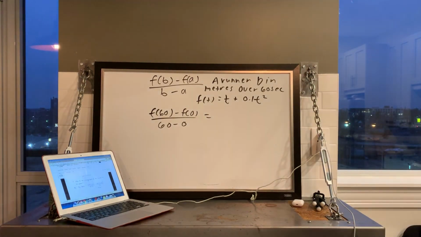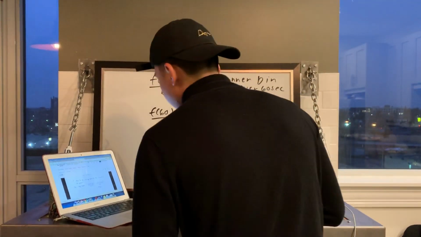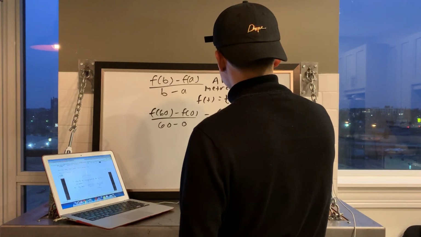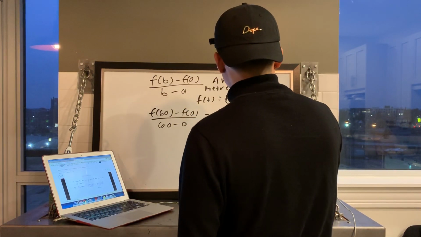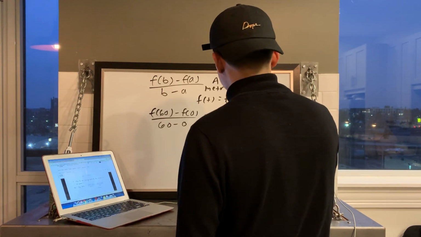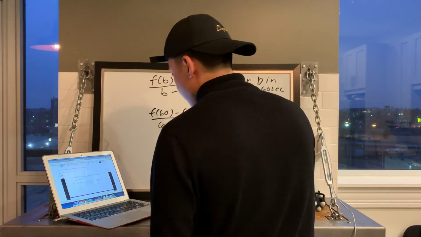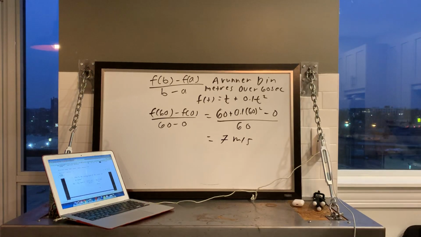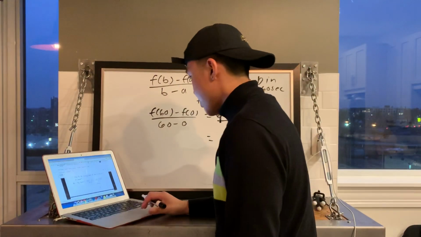If I put 60 in here, 60 plus 0.1 times 60 squared, minus 0, all over 60. And we get about 7 meters per second, if you punch that in your calculator: 60 squared times 0.1, add that to 60, subtract 0. 60 minus 0 is indeed 60. You get your 7 meters per second.